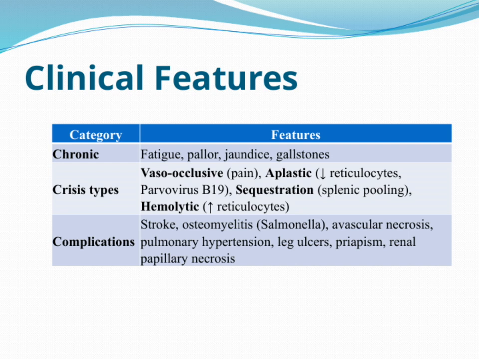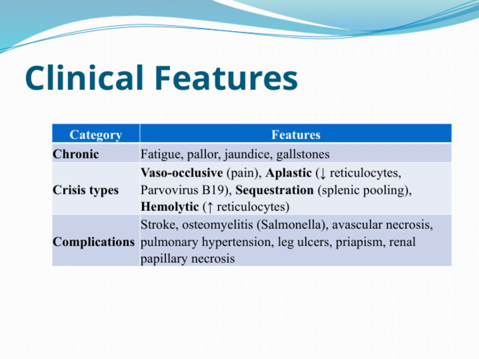When it comes to crisis types, there are several important categories. The vaso-occlusive crisis is characterized by painful episodes caused by blockages in blood flow. Aplastic crises happen when reticulocyte production drops significantly, and this can be triggered by infections like parvovirus B19. Sequestration crises involve pooling of blood in the spleen, leading to sudden hypovolemia. Hemolytic crises involve accelerated destruction of red blood cells, resulting in increased reticulocyte production as the body tries to compensate. Now, moving on to potential complications, these can be quite severe.